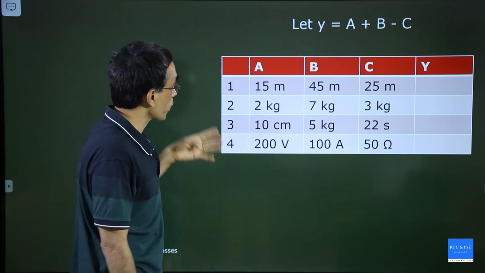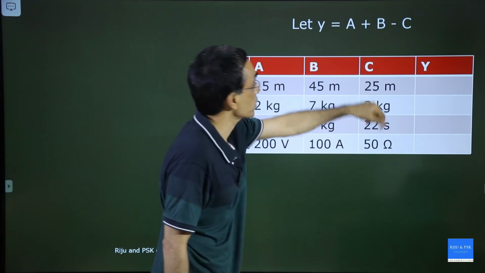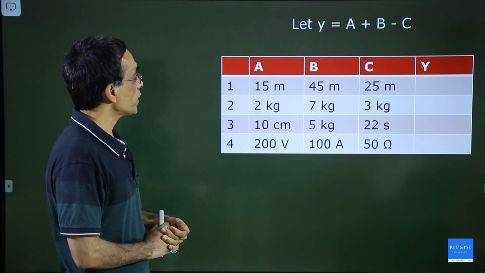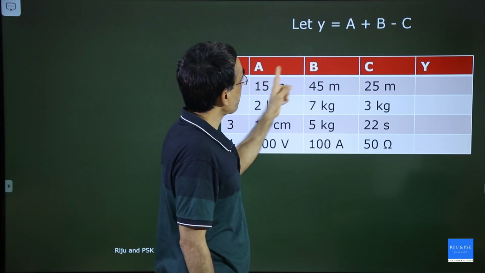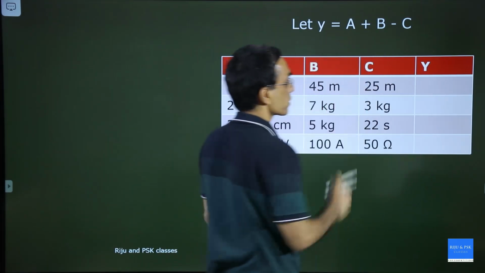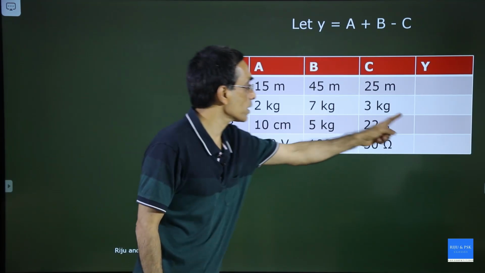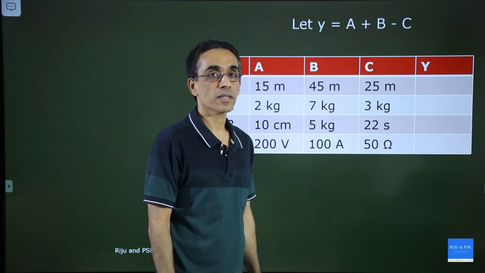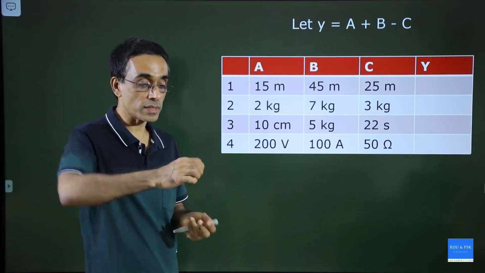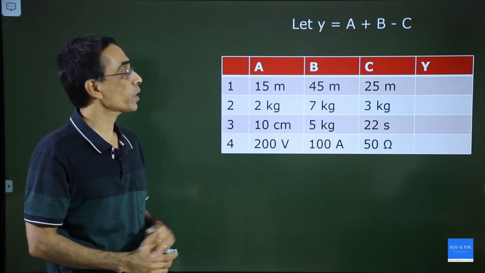Now I am giving you 4 examples where a, b, c are given. No, y is not given, a, b, c are given. First point, what is a plus b minus c? What will you write here? What is your answer here? Similarly, what's your answer here? And here? Answer them in the comment box, then continue watching the video, or answer them in your notebook.